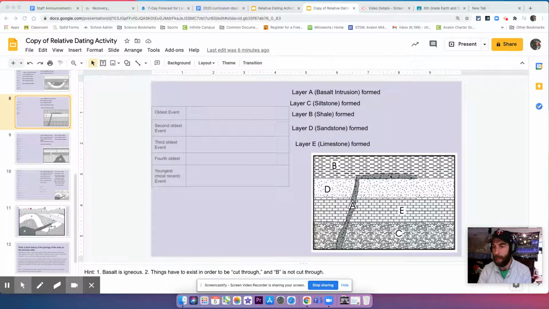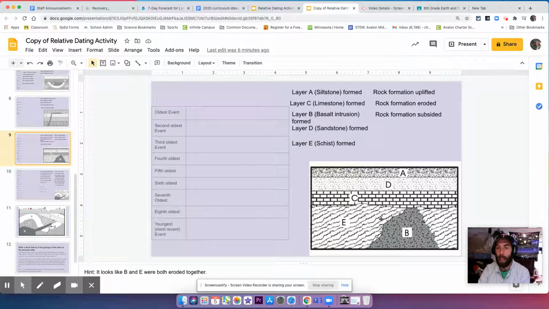Could B have existed before A? Right? Did D have to exist for A to cut through it and lay down on top? So that's a hint I'm going to give you. A is a basalt intrusion. All these other layers are sedimentary. Okay? Also note that they are no longer going to be in alphabetical order. The first one had the layers in alphabetical order to try to help you. Okay?